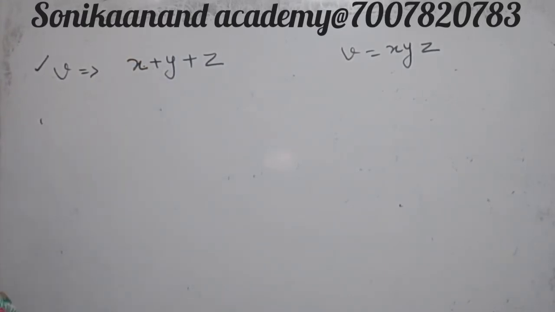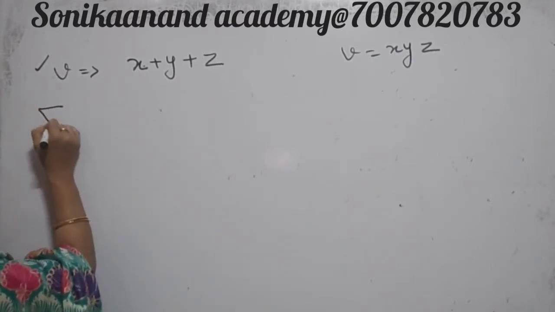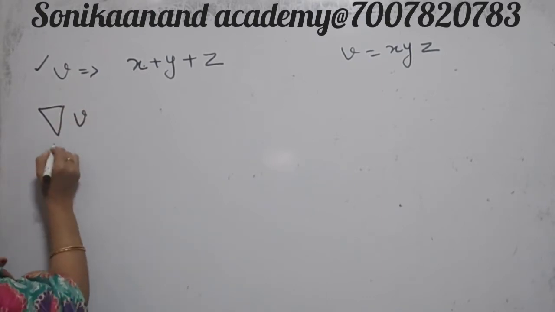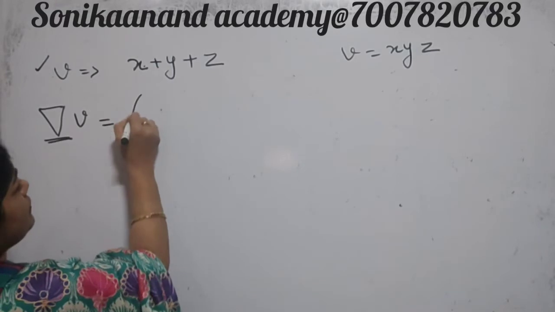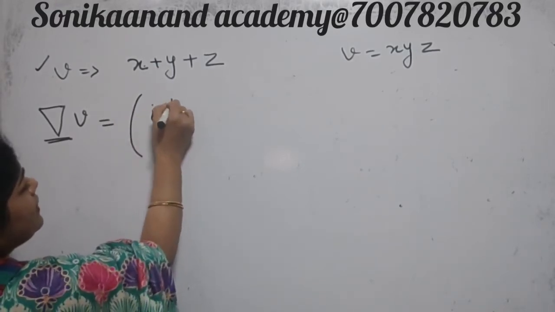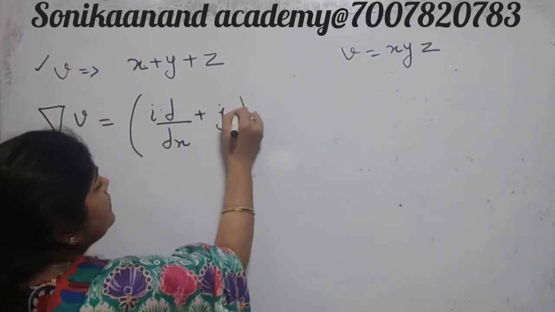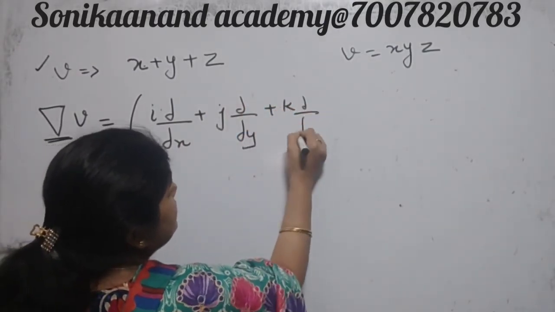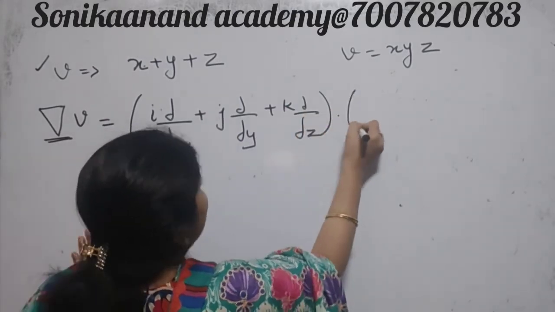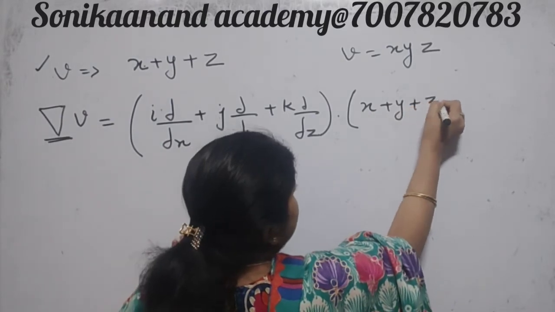and we have to find the gradient for this vector. So the gradient is expressed in this way. This sign is of gradient. Okay. To evaluate it, we write in this way: i d of dx plus j d of dy plus k d of dz. After that, we write the whole vector, that is x plus y plus z.